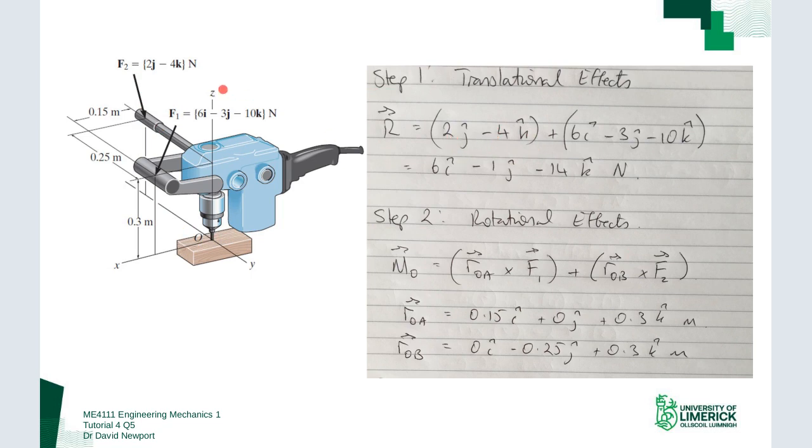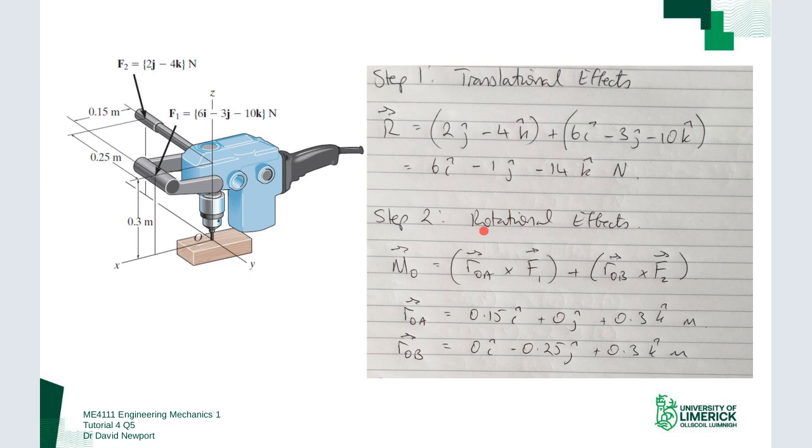So we have 2 j hat minus 4 k hat, that's the F2 force, and then we have 6 i hat minus 3 j hat minus 10 k hat, which is the F1 force, and we add the two of them together. When I'm writing these, I put brackets around the forces, just so that it helps me remember that these are grouped together in a force. So we add up the terms: 6 i hat; 2 j hat minus 3 j hat gives us minus 1 j hat; and minus 4 k hat and minus 10 k hat gives us minus 14 k hat. Our units then are newtons. So that gives us the resultant force acting at point O.